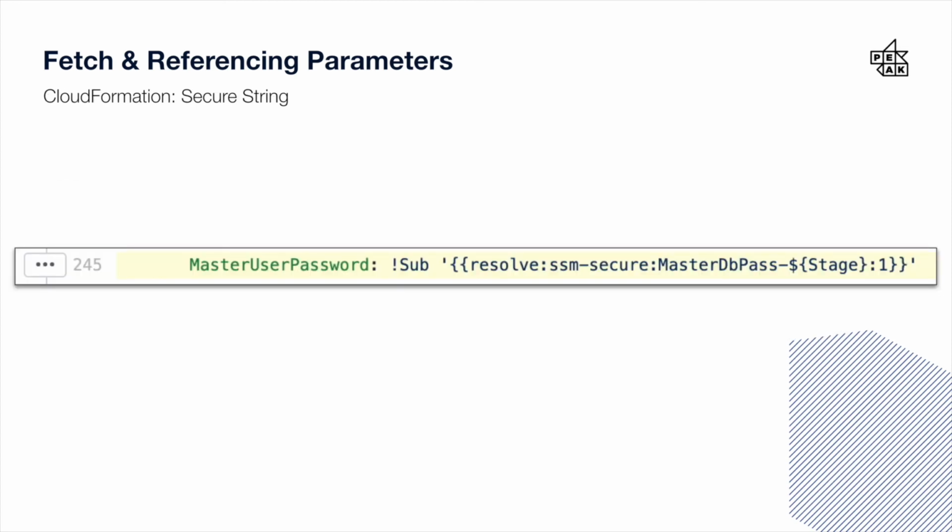Here we have a CloudFormation example. So we may have a property of a resource, and then we can resolve the value of a Parameter Store secure string, and then use that as the value for that property. So resolve colon ssm-secure, and then the name of the parameter. A very similar example for fetching secrets from Secrets Manager. This time we use resolve colon secretsmanager, and then the name of the secret and the key of the value you want to return.